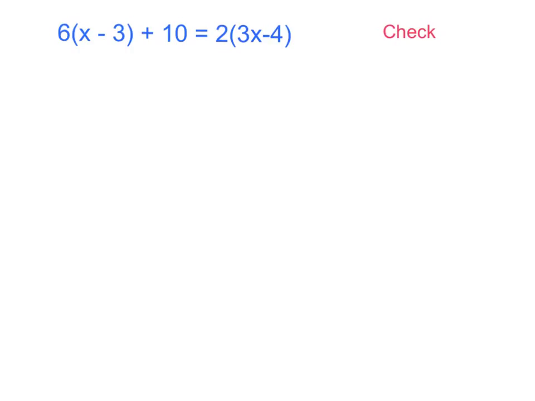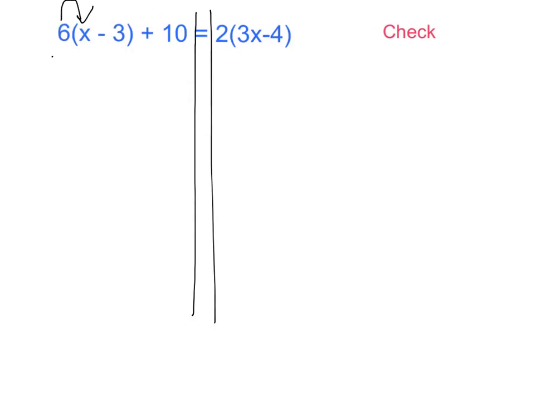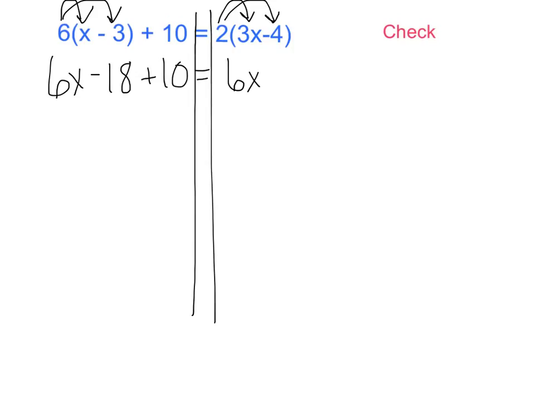All right, we're going to start solving this multi-step equation. The first thing we need to do is distribute. 6 times x is 6x. 6 times negative 3 is negative 18, plus 10. And then we're going to do 2 times 3x, which is 6x, and then 2 times negative 4, which is negative 8. Now I can combine like terms when they're on the same side of the equal sign. So negative 18 plus 10 would be negative 8 equals, I'm just copying this down here.